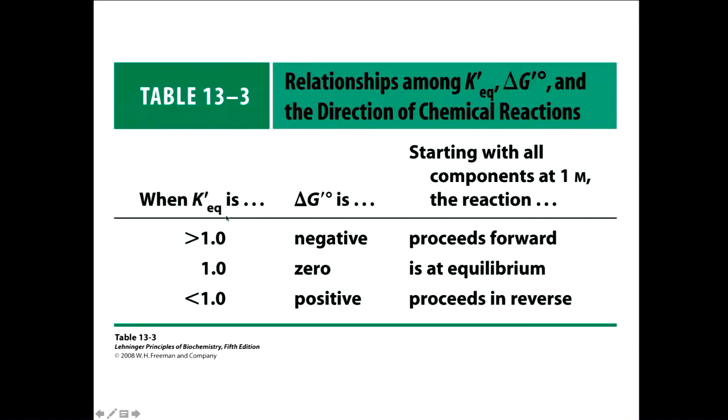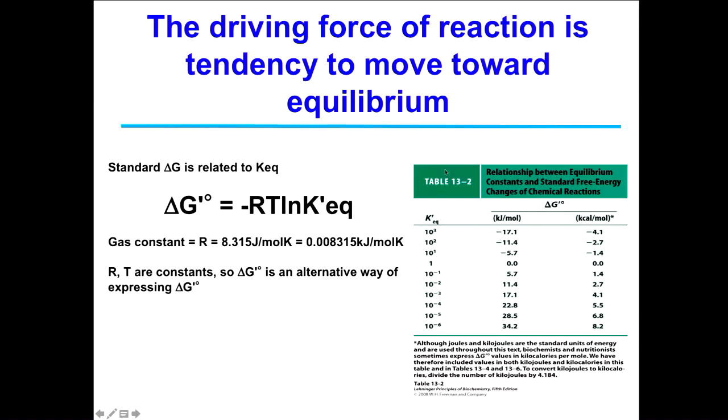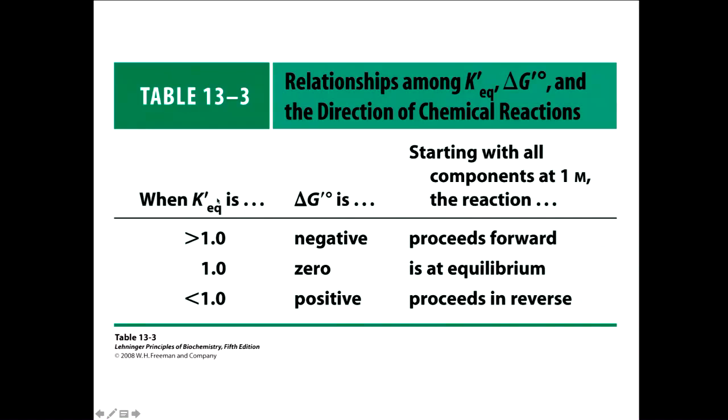When you get to 1, if K prime equilibrium is 1, what if we get 1 here? Well, you could take the natural log of 1, you get 0. Natural log of 1 is 0, okay? So 0 times T times R is still 0. So delta G prime 0 is 0. And that means that that reaction under those conditions is at equilibrium. Okay?